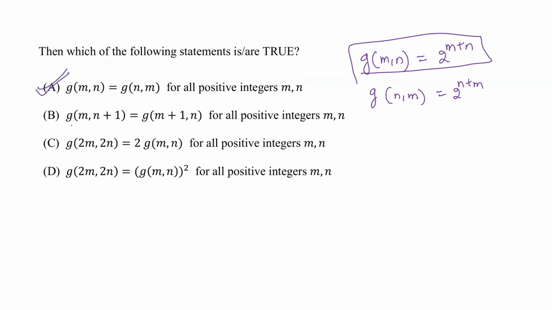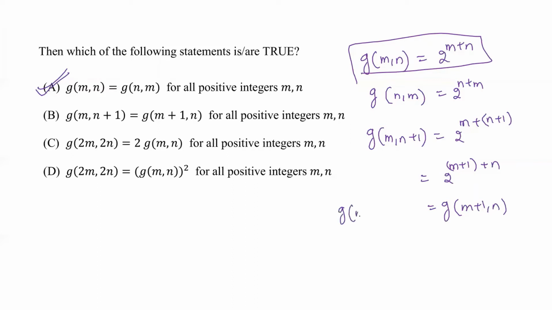And the second option, they are saying g of m comma n plus 1. So g of m comma n plus 1 is simply going to be equal to 2 raised to m plus, in the place of n, we are going to use n plus 1, which can also be written as 2 raised to m plus 1 plus n, which can also be written as g of m plus 1 comma n. So that is what we are proving here. So g of m comma n plus 1 is going to be equal to g of m plus 1 comma n. So option B is also going to be right.